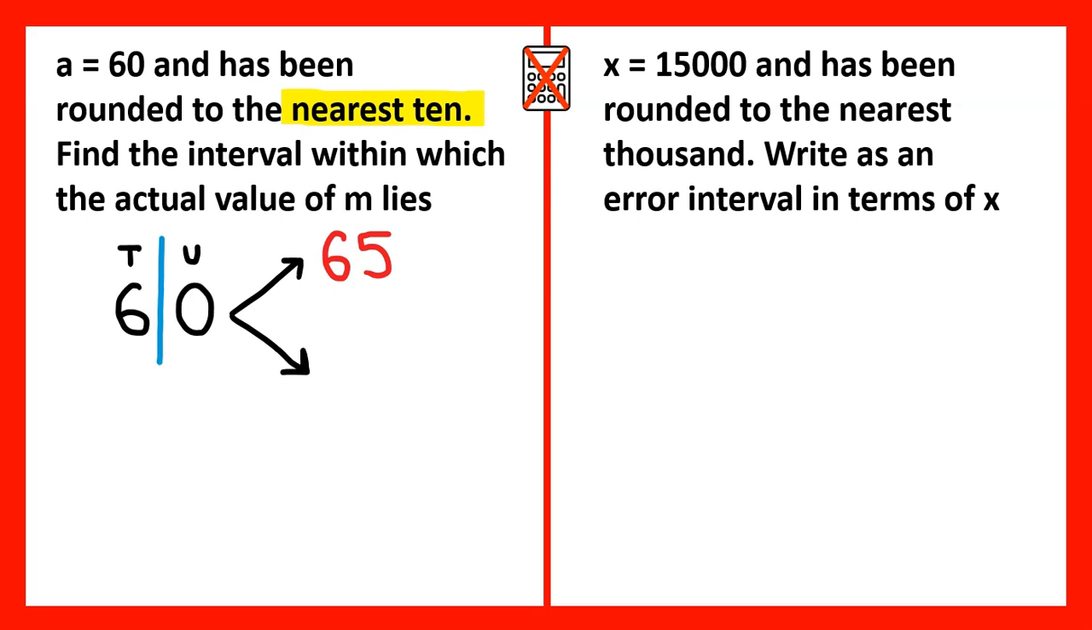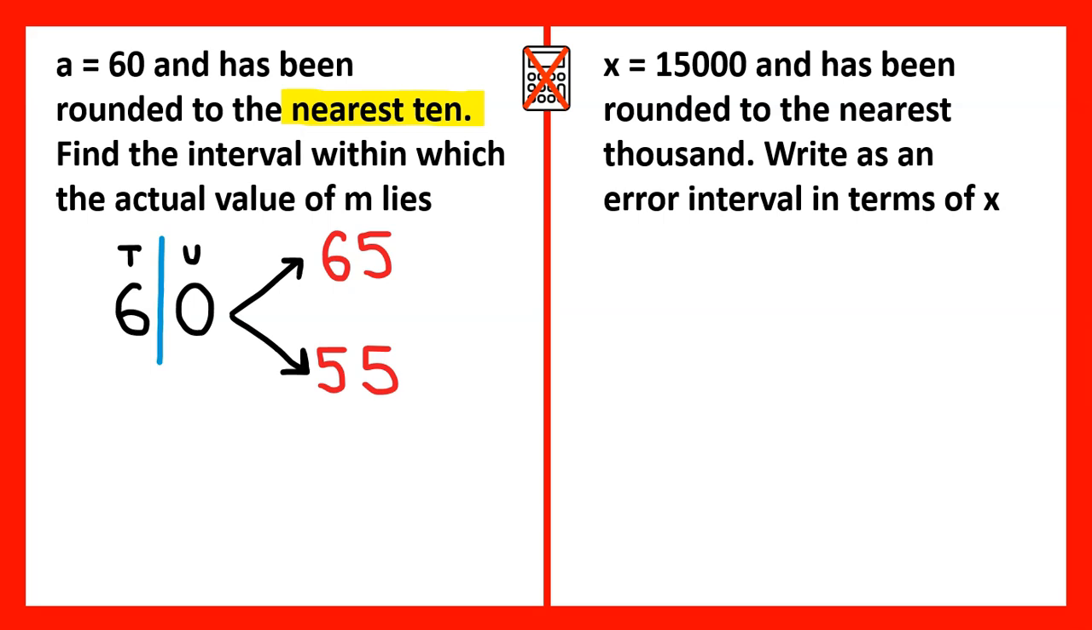The lower bound is the smallest value the original number could have been before being rounded. A similar method can be used to find this quickly. We can put a 5 after the rounding line, but we need to remember to take away 1 from the number before the rounding line. So in this case, the lower bound would be 55.